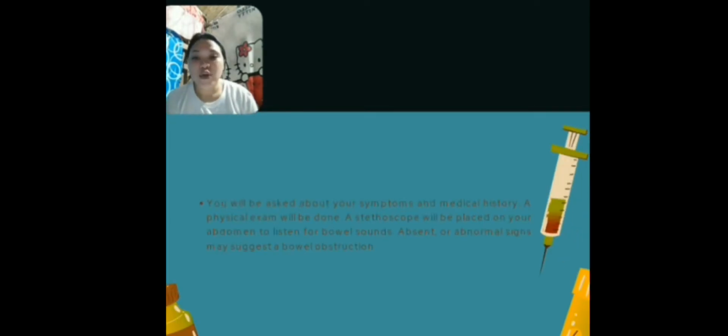You will also be asked about the symptoms and medical history. A physical exam will be done, and a stethoscope will be placed on your abdomen to listen for the bowel sounds. Absence or abnormal sounds may suggest a bowel obstruction.